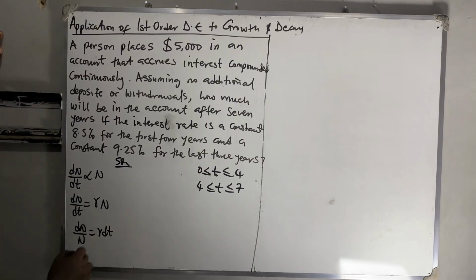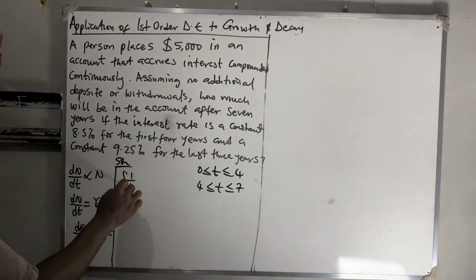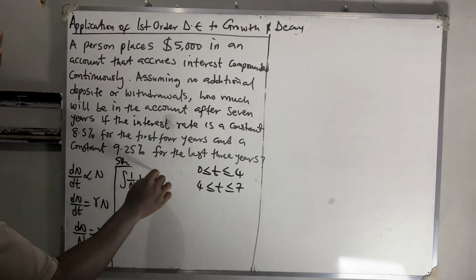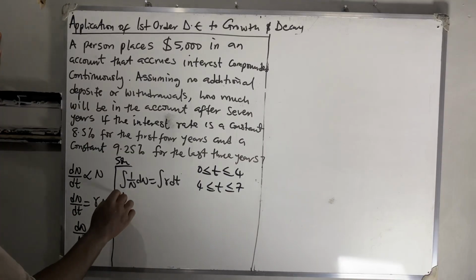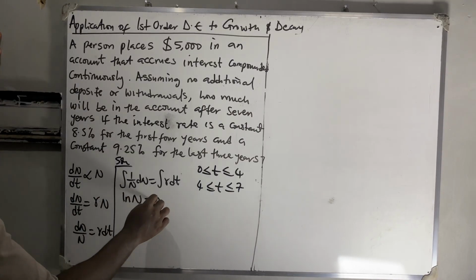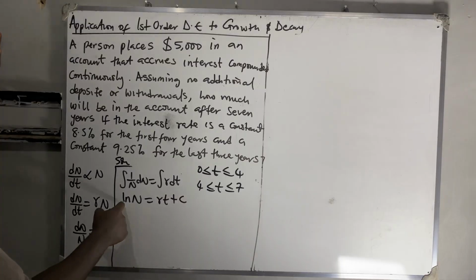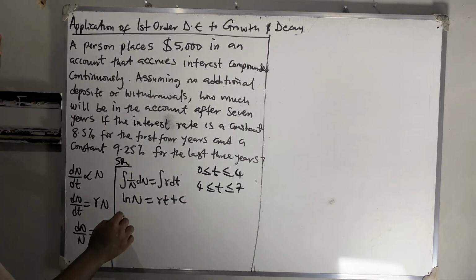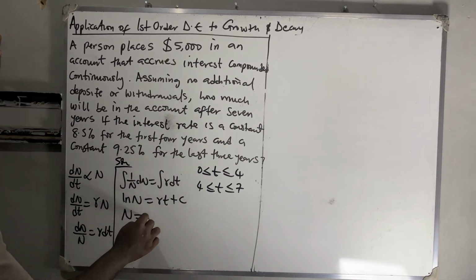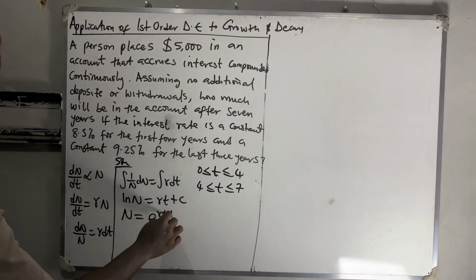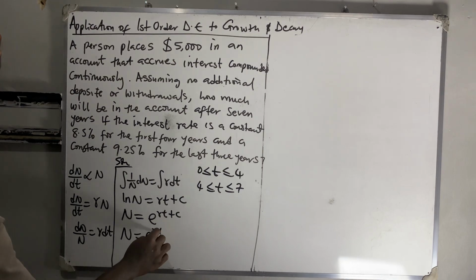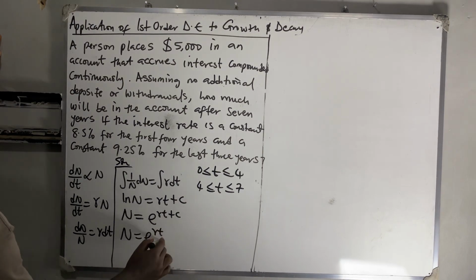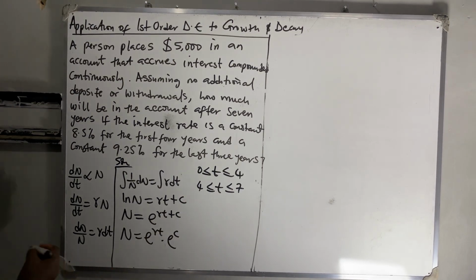r dt. If I integrate both sides, I have the integral of 1 over N dN equals the integral of r dt. The integral of 1 over N gives ln N equals rt plus a constant. When ln moves to the other side, it becomes exponential, so N equals e raised to rt plus c. So my N becomes e^(rt) multiplied by e^c, according to indices.